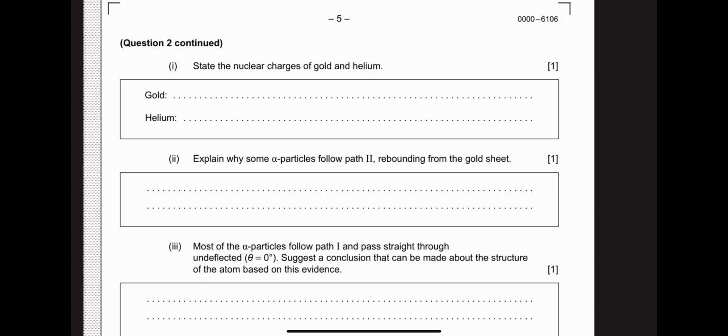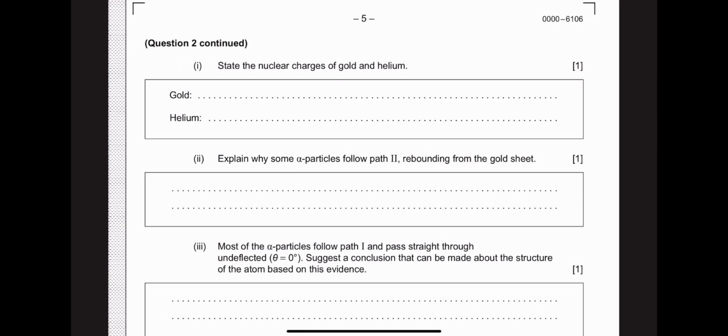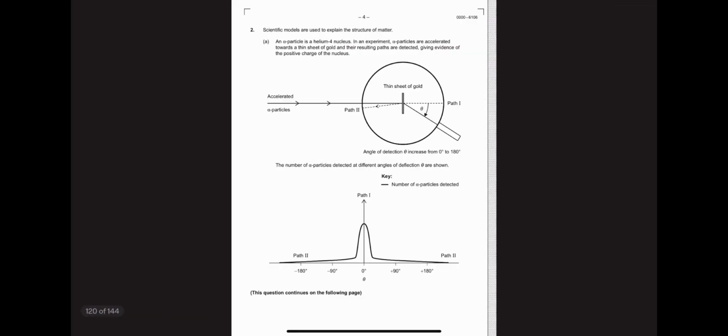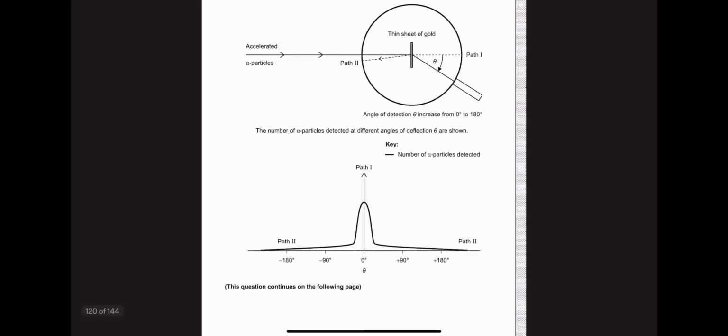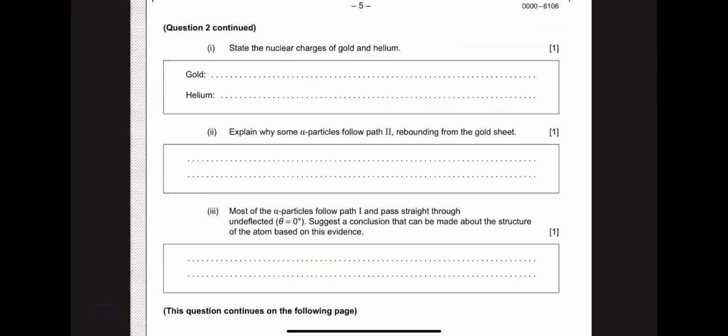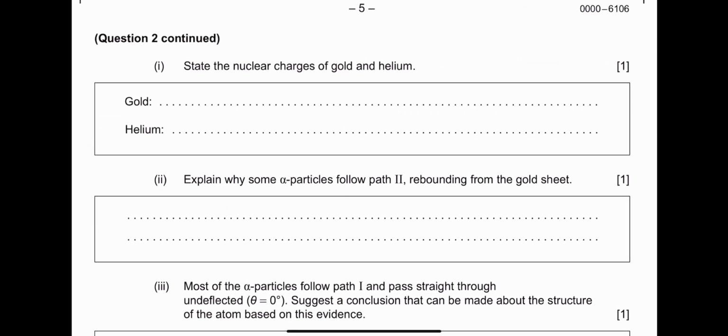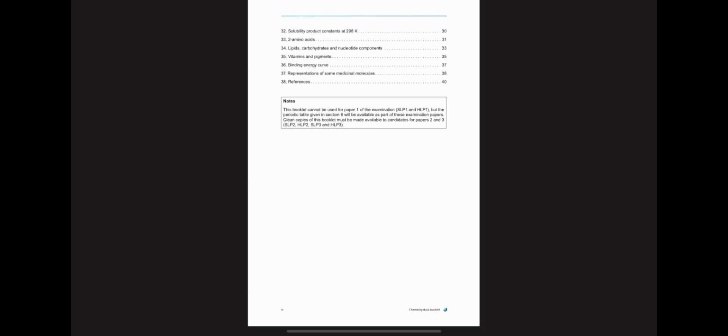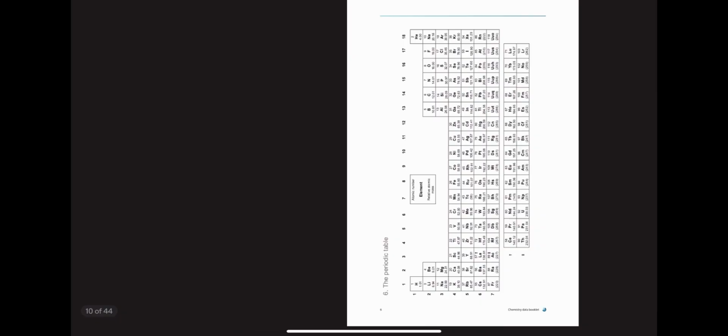Nuclear charges of gold and helium. If you're wondering, you can look at the question for any context. But we won't really need that; we just have to look in the data booklet for our periodic table.